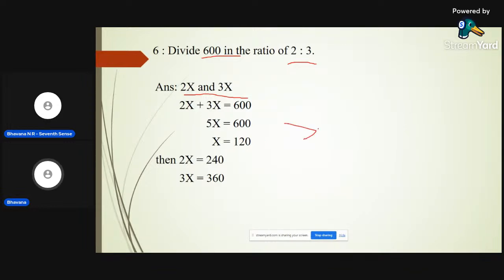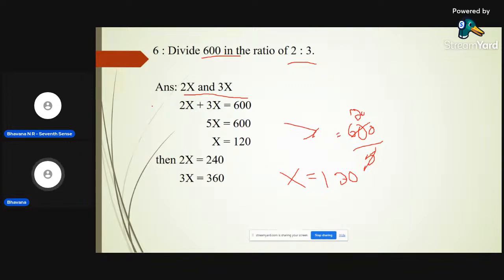So here what will happen? 600 divided by 5. So 5 ones are, then 5 twos are, that is 120. So x value is equal to 120.